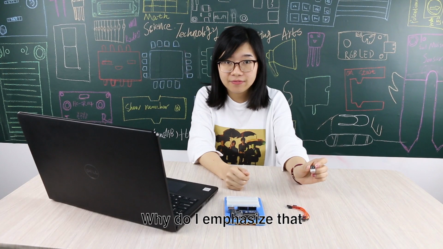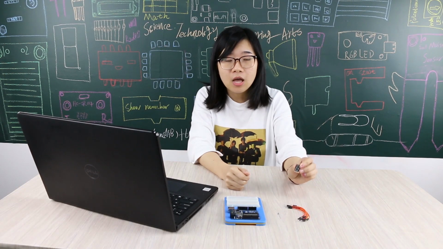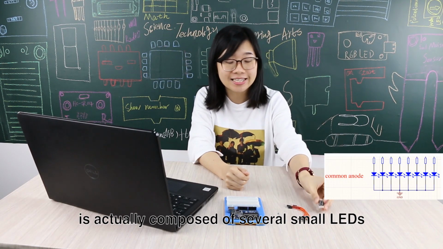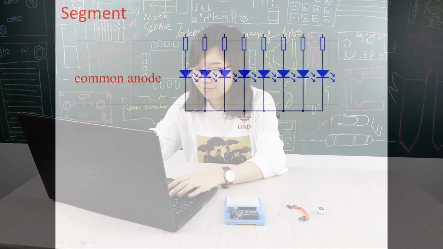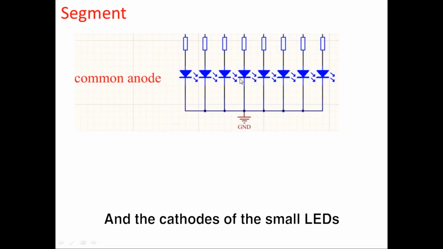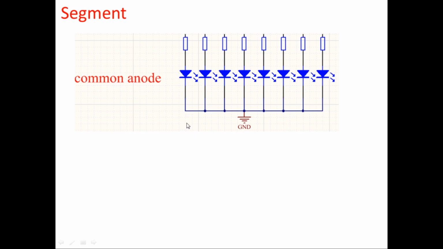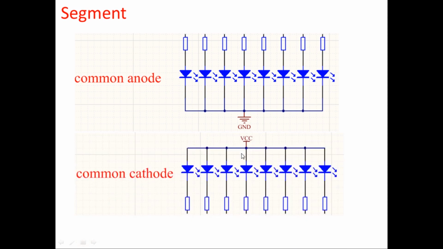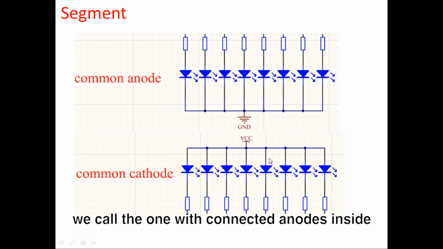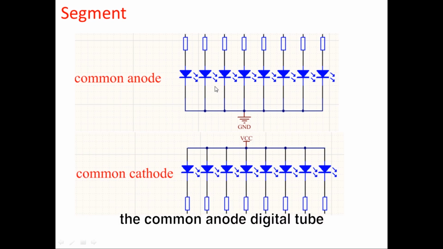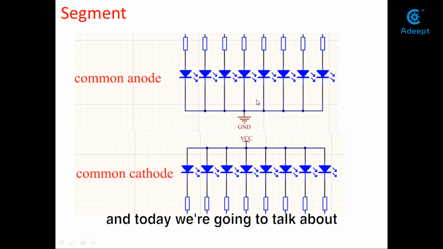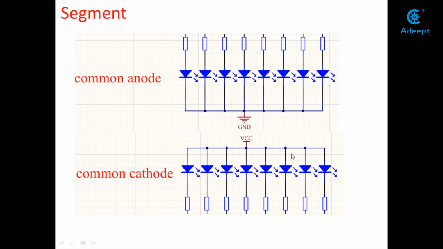Why do I emphasize that this is the common cathode digital tube? Because inside of this digital tube is actually composed of several small LEDs, and the cathodes of the small LEDs inside are connected together, so we call it the digital tube of common cathode. In the same way, we call the one with connected anodes inside the common anode digital tube. Whether it is a common cathode or a common anode digital tube, the driving method is similar, and today we're going to talk about the common cathode digital tube.